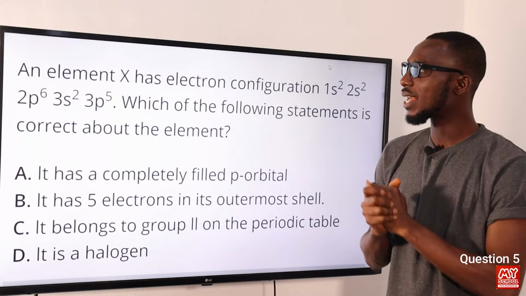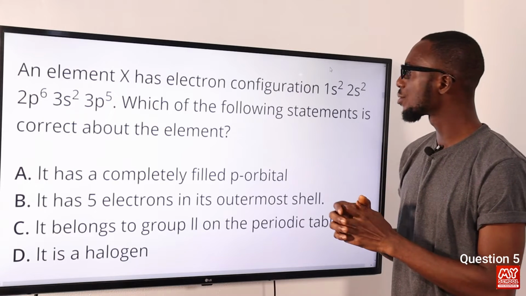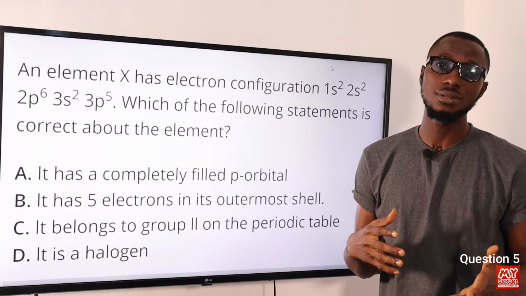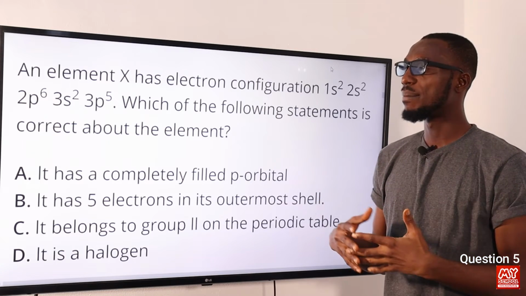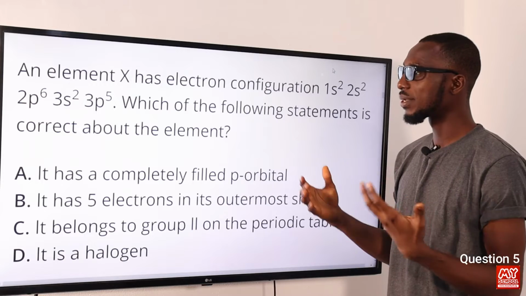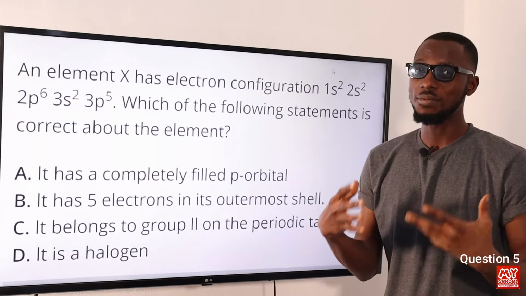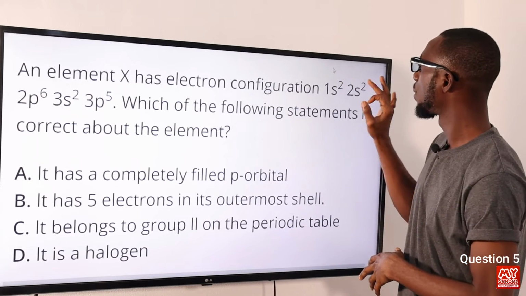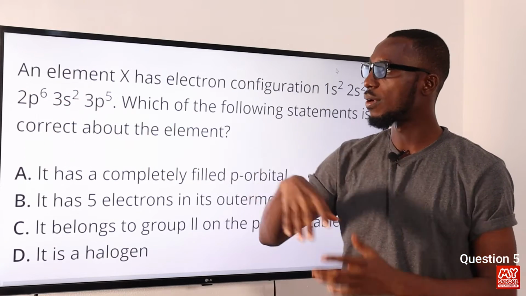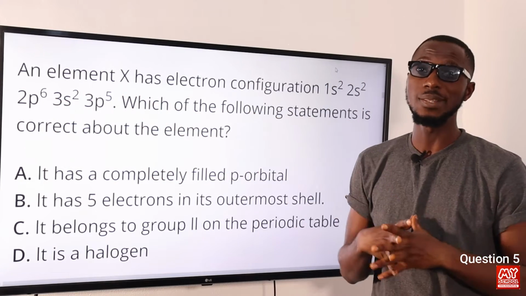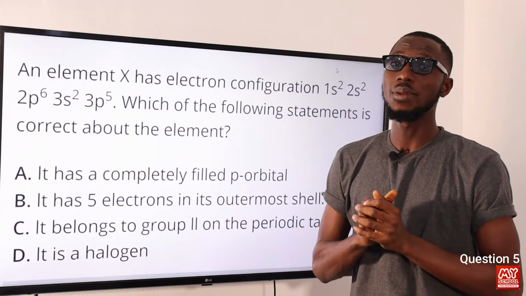An element X has electronic configuration 1s2, 2s2, 2p6, 3s2, 3p5. Which of the following statements is correct about the element? At first, let's determine the atomic number of that element. So this is 2 plus 2, that is 4, plus 6, that is 10, plus 2, that is 12, plus 5, that is 17.